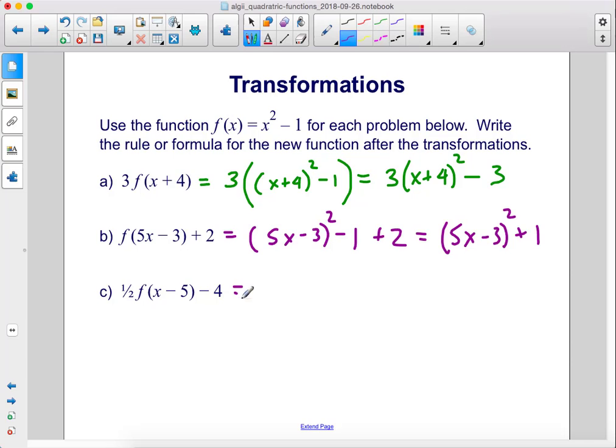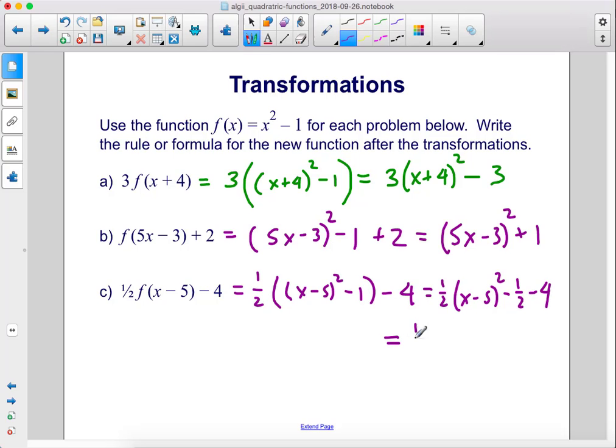All right, now we have 1/2 times f of x minus 5 minus 4. So let's take 1/2 and we're going to multiply that times f of x minus 5. So that's x minus 5 squared minus 1. And then we have minus 4. So that's going to equal 1/2 x minus 5 squared minus 1/2 minus 4. So that's going to equal 1/2 times x minus 5 squared minus 4.5, or I'll just write 4.5.